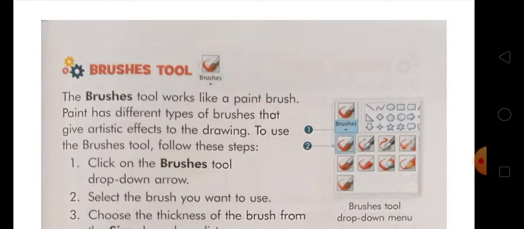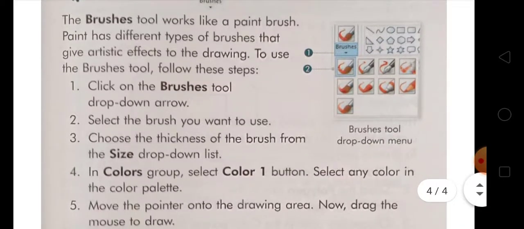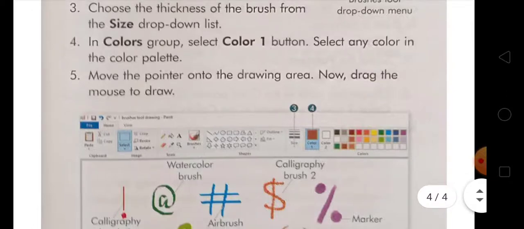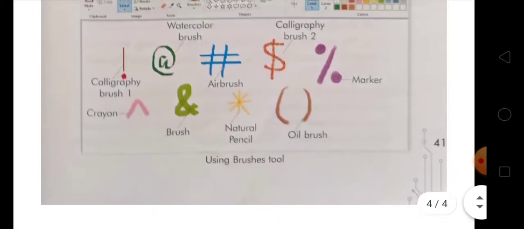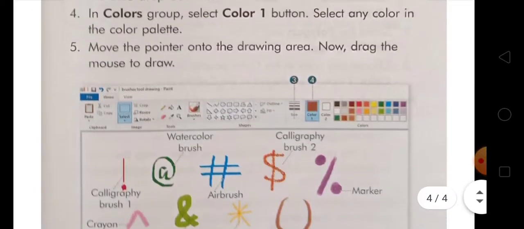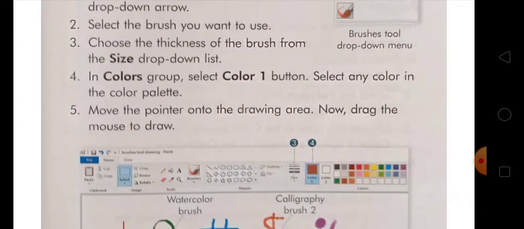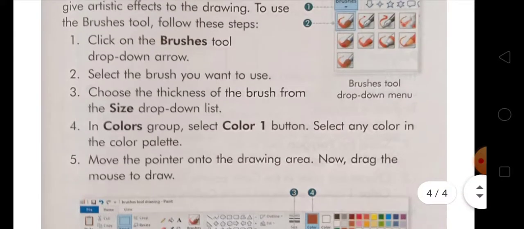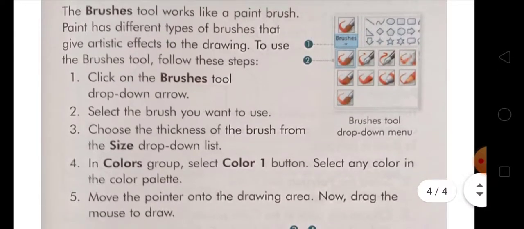Third, choose the thickness of the brush from the size drop down list. Fourth, in the colors group, select the color 1 button. Select any color in the color palette, and move the pointer onto the drawing area. Now drag the mouse to draw.